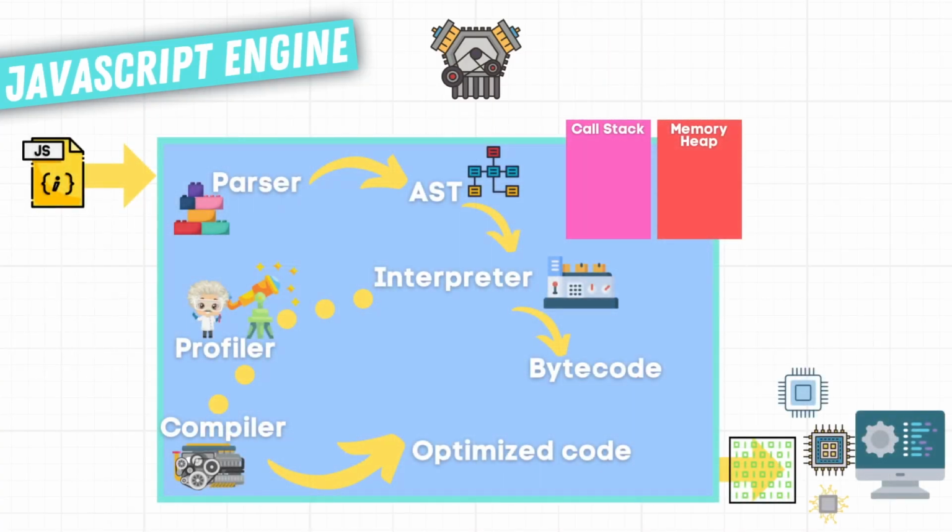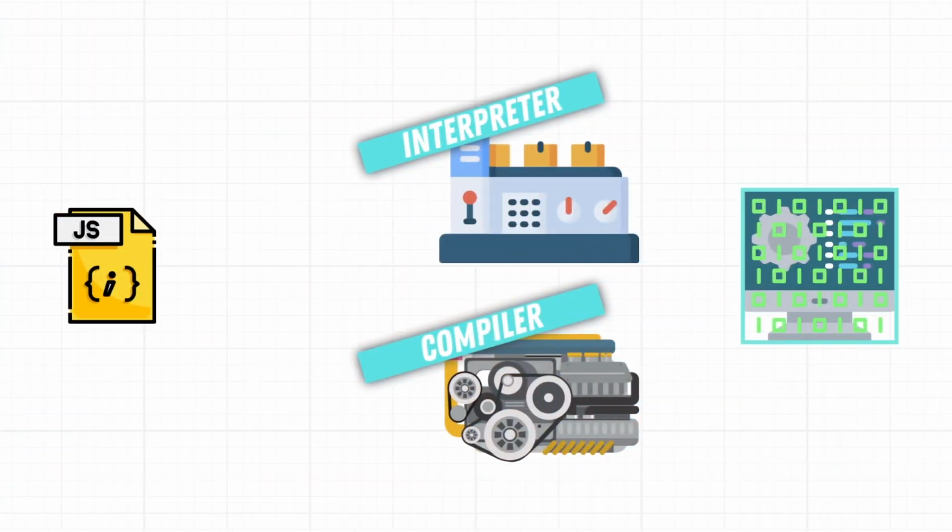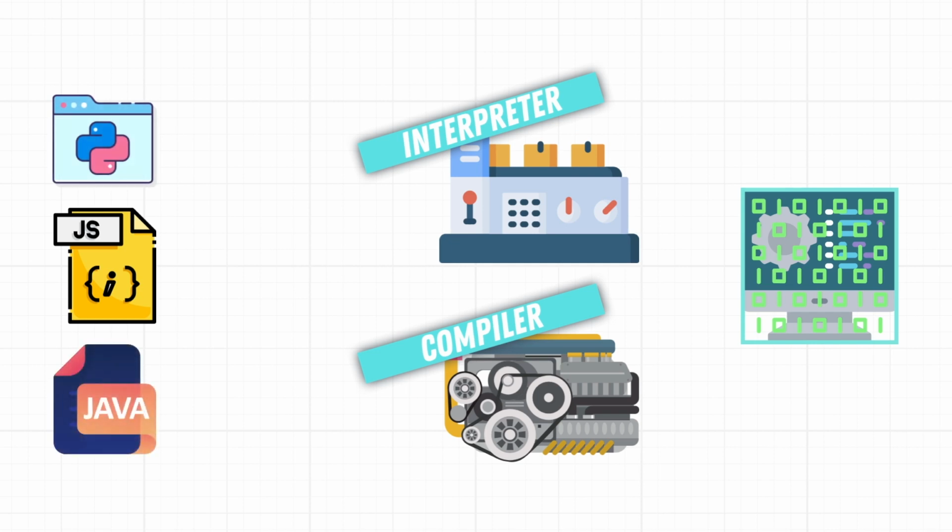Welcome back. Let's talk about interpreters and compilers, which are important components in our JavaScript engine. In programming, there are generally two ways of translating code into machine language, or something that our computers can understand. What we are going to discuss here applies to most programming languages, not only JavaScript. Python, Java, C++, any language you can think of will use some of these concepts. So it's very important. Let's start with the first one, the interpreter.